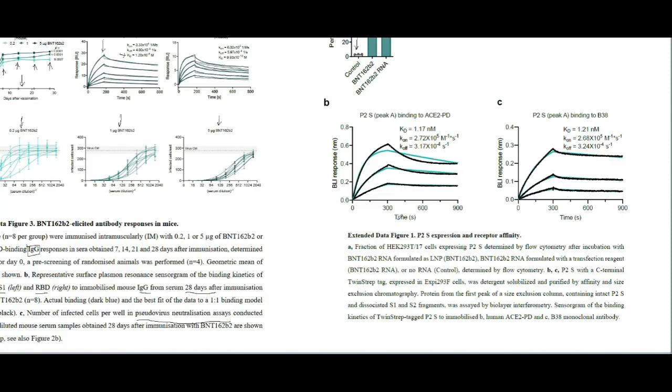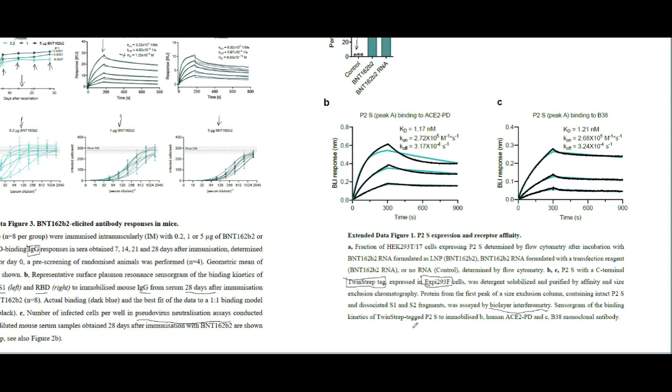from flow cytometry. Then the B and C here, the P2S with C terminal twin strep tag. So this tag is probably what they use to actually purify the protein. It's expressed in this line of cells, and was solubilized, and was assayed with biolayer interferometry. I think it's interferometry.